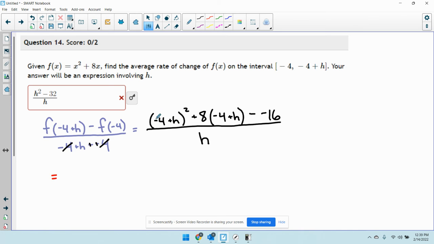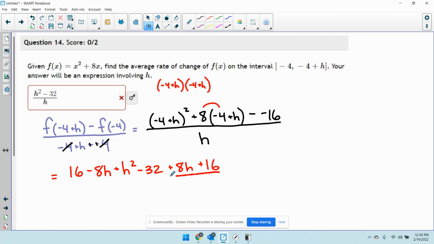So this is negative 4 plus h squared. That's negative 4 plus h times negative 4 plus h. If I FOIL that, I get positive 16 minus 4h is minus 8h plus h squared. Now I can distribute the 8 to the next set of parentheses. I get minus 32 here to here plus 8h. Oh, look at that. It's going to be real nice when we cancel everything out. Minus negative 16 is plus 16 all over h.